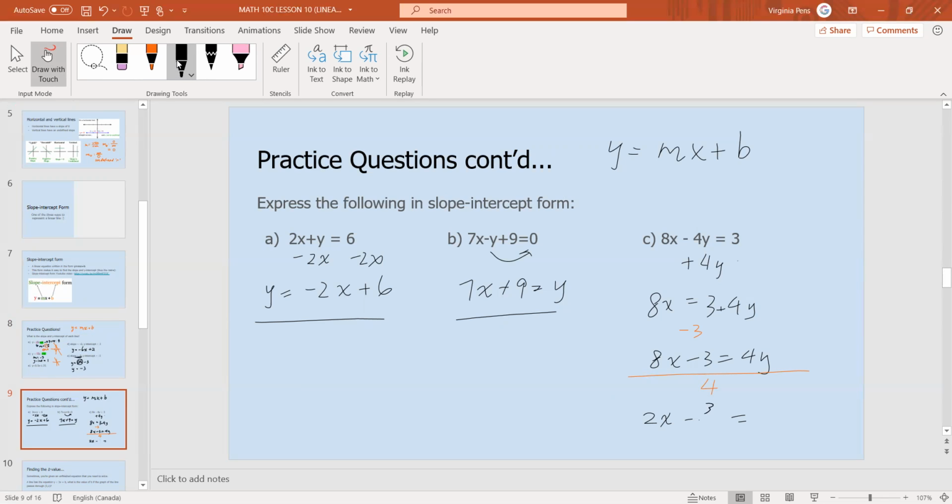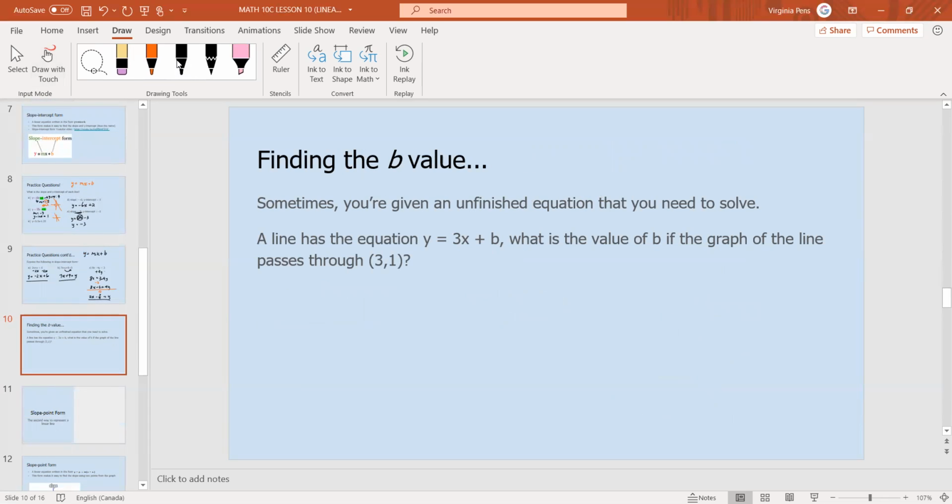It's 3 over 4. You can put it as a decimal, but teachers will prefer fraction form. In high school math and later math, you do want to leave your answers in fraction. That's it. y equals mx plus b. Perfect. Moving on.